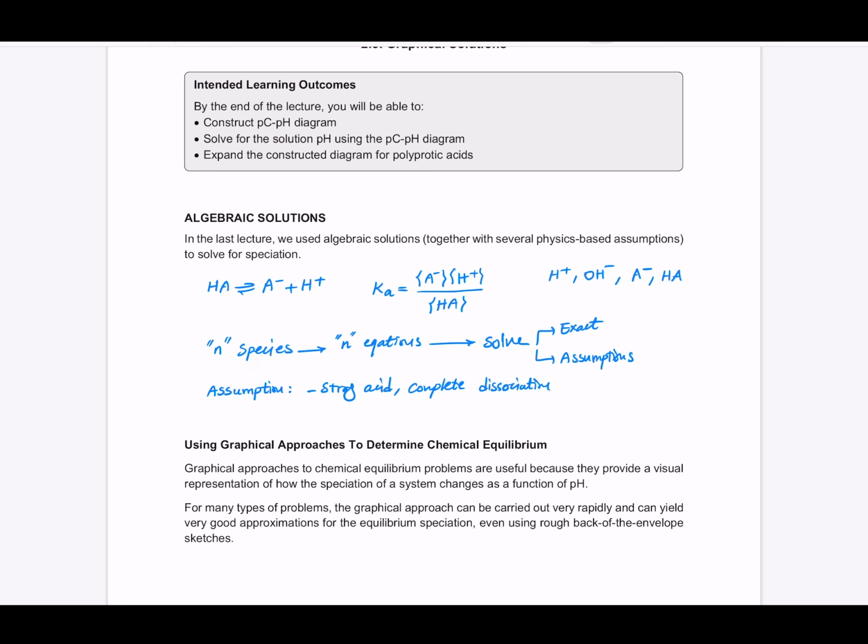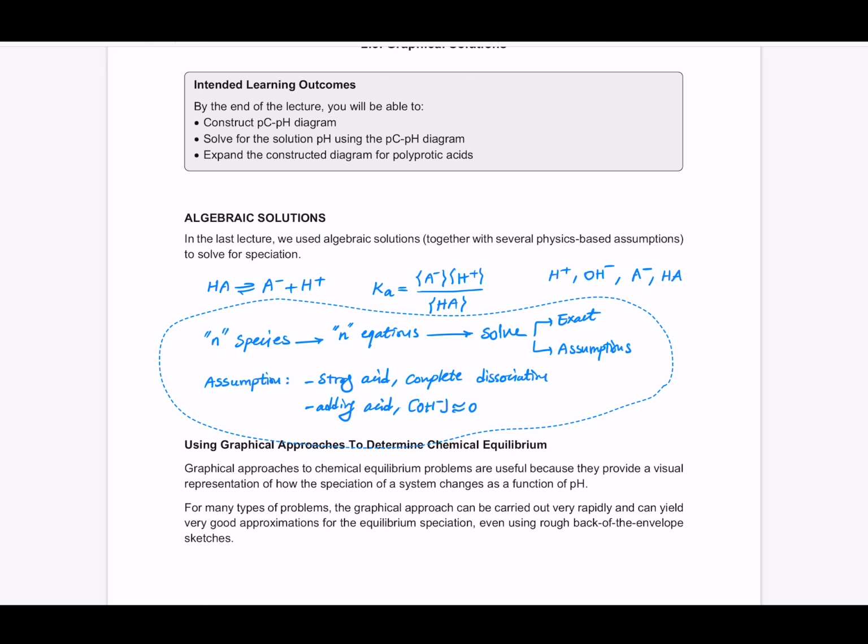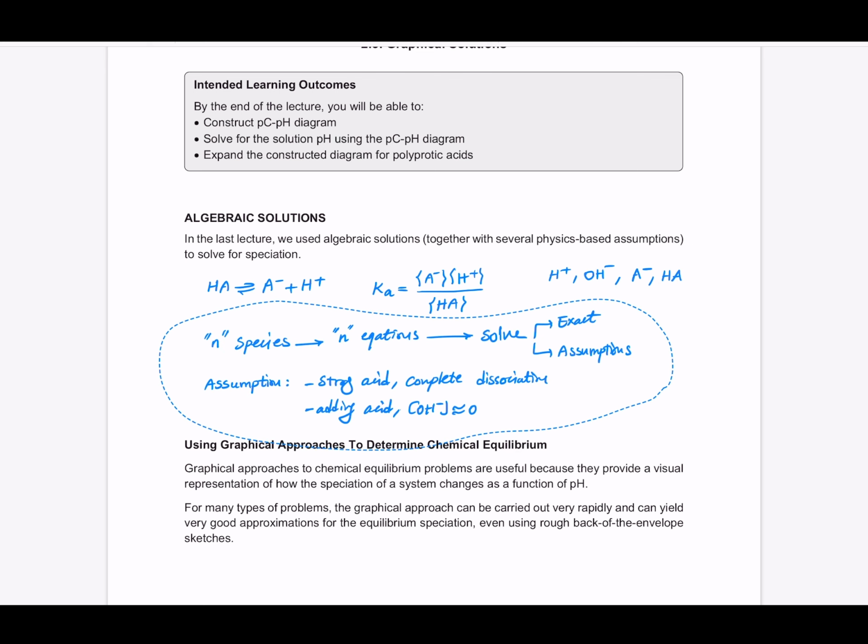So if this HA was a strong acid, for example HCl, the HA concentration would be negligible. Or when we add acid, then the OH minus concentration is almost zero. But as you saw in some of the examples in the previous lecture, we have to double check all the assumptions that we're making after we finish the calculation. This is the key: if we're assuming something, we have to go back and check that assumption.